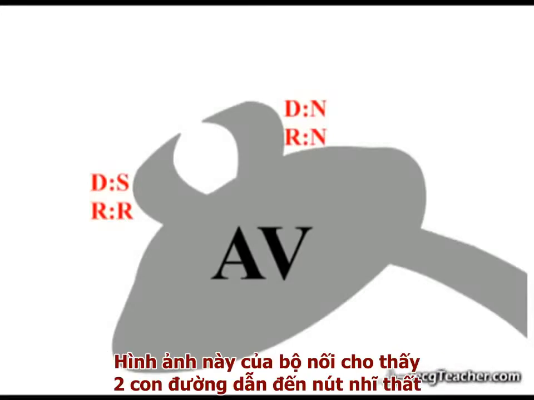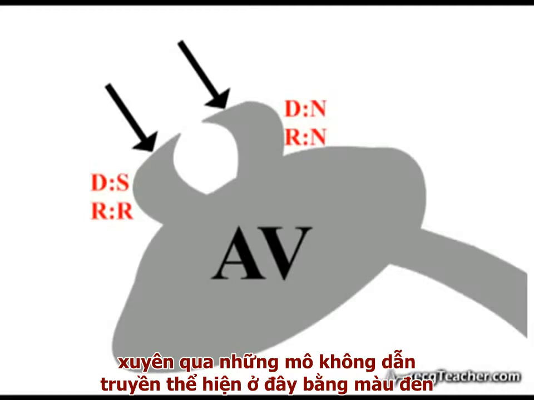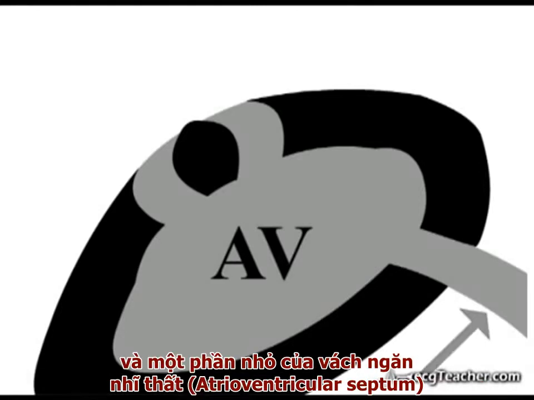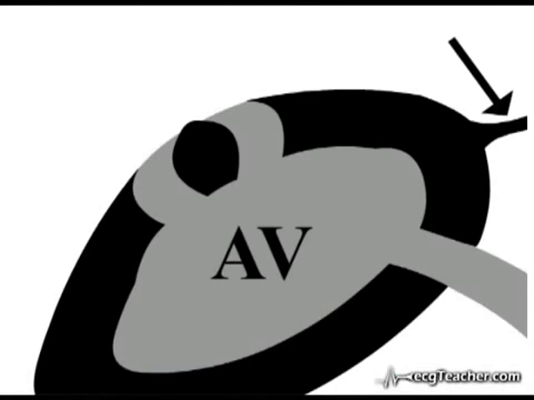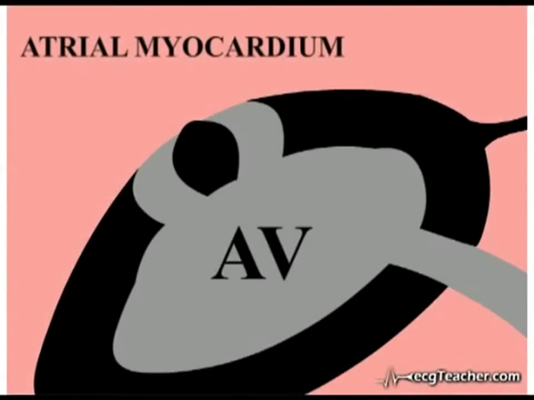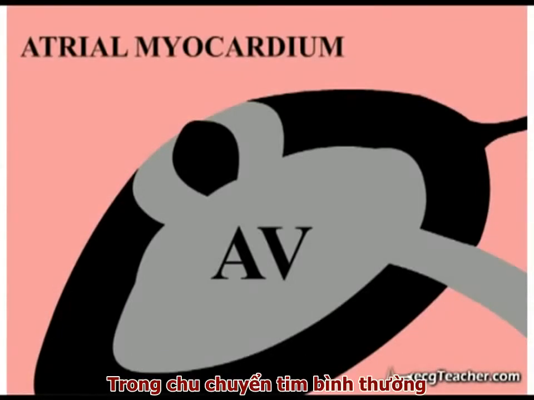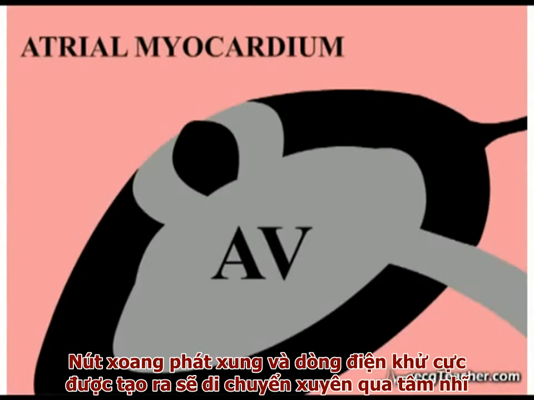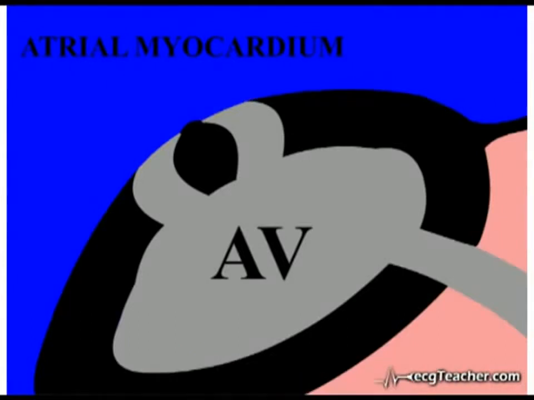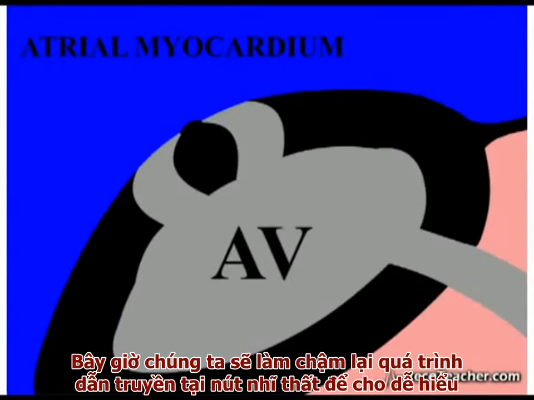This close-up of the junctional region shows the two tracts leading into the AV node through the surrounding non-conducting tissue, shown here in black. The diagram also shows the proximal portion of the bundle of His and a small portion of the atrioventricular septum. Depolarization will approach the node from the atrial myocardium above. During the normal cardiac cycle, the SA node discharges and the depolarizing current generated travels through the atria to reach the region of the AV node. We will now slow down events at the node to aid comprehension.